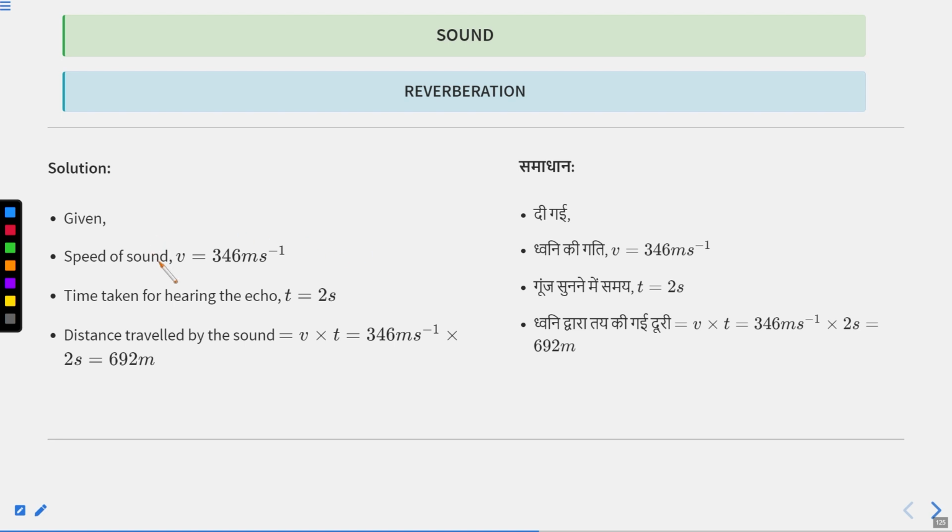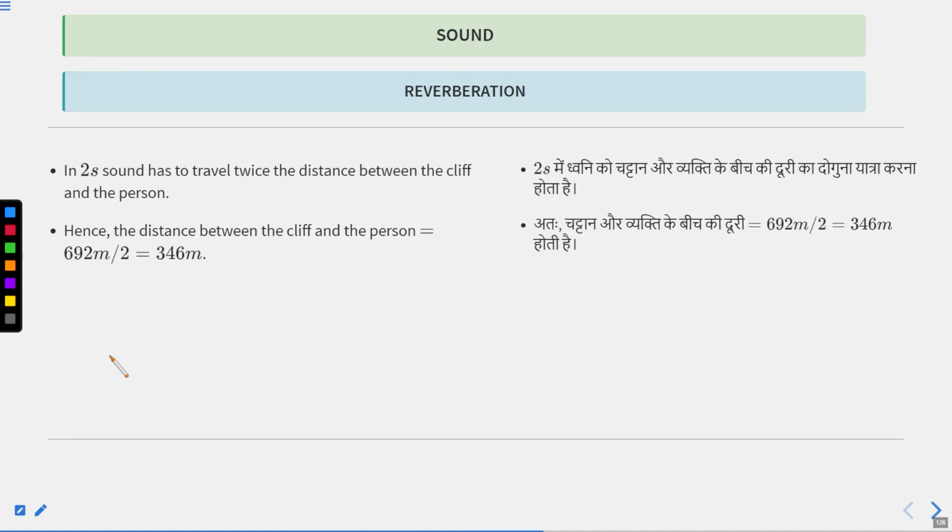So the speed of sound is 346 meters per second. Time period is 2 seconds. Distance will be velocity into time, which is 692 meters. So in 2 seconds, the sound wave travels to that cliff and then it returns back. So we have calculated the distance the sound wave has traveled.